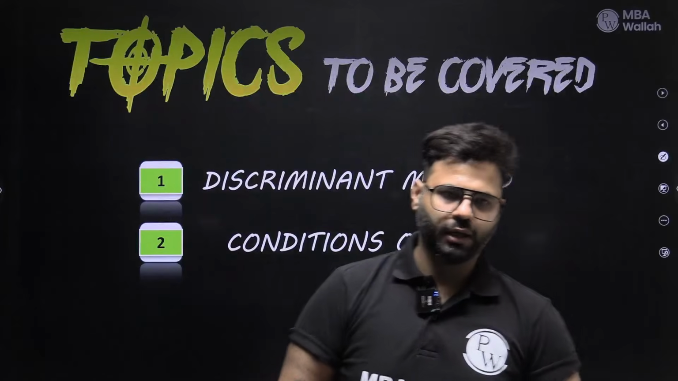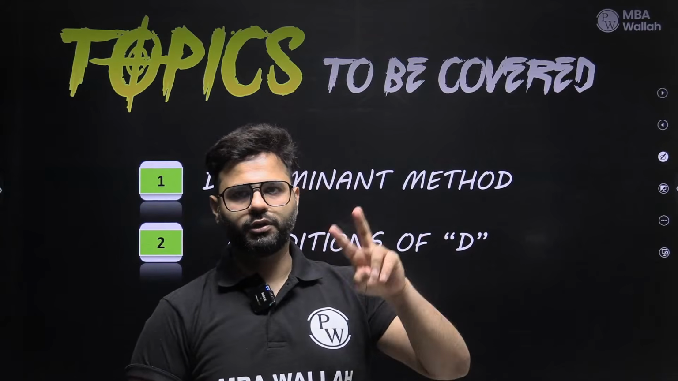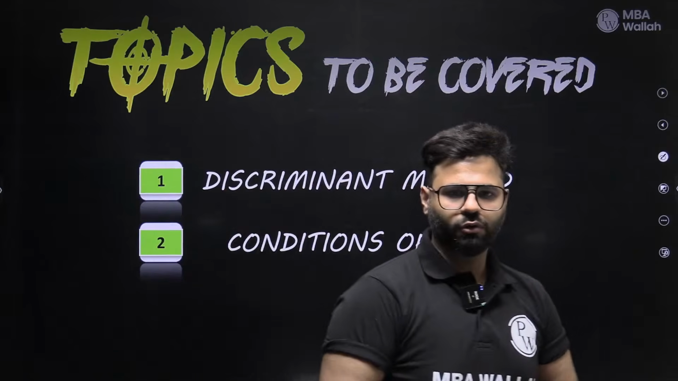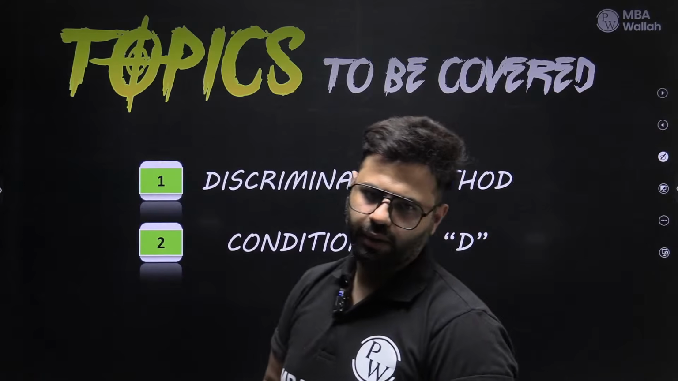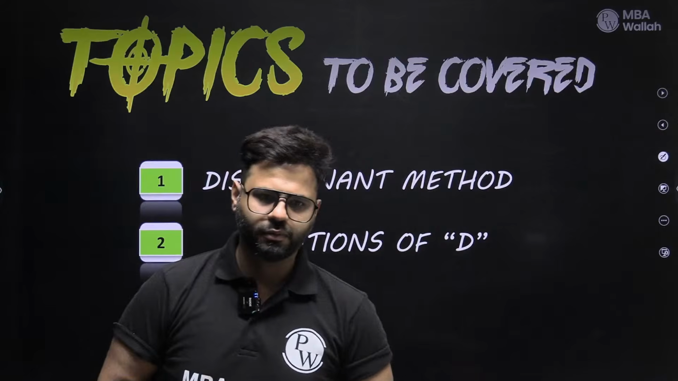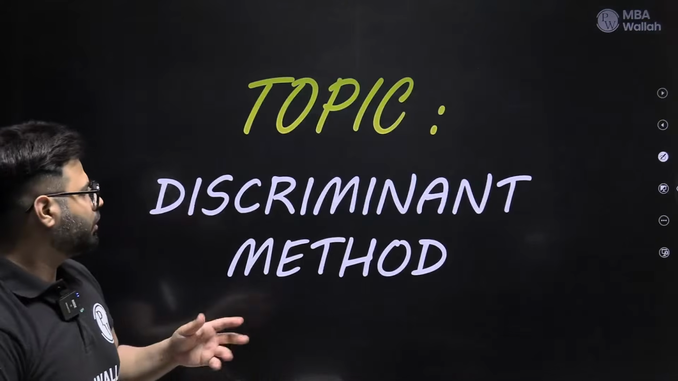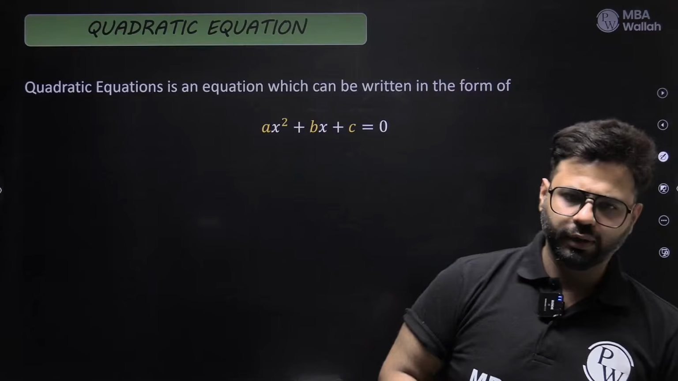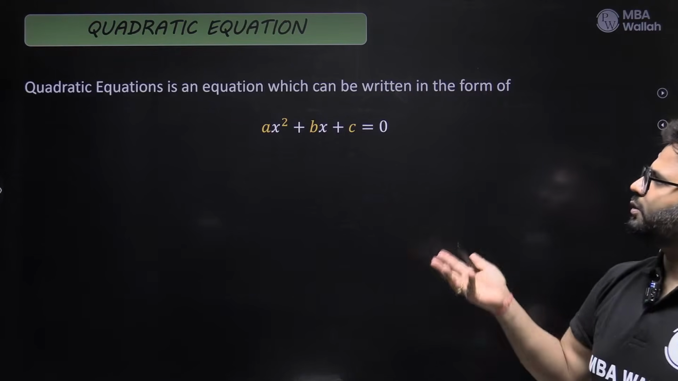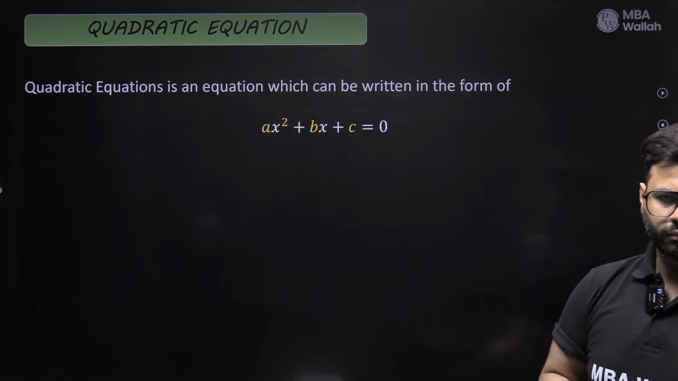Okay, let's start. So we'll be taking care of 2 things: discriminant method and of course conditions of D. Slowly, right? So guys, discriminant method. What is discriminant method? Any idea? Or before discriminant method, any idea what is quadratic equation?